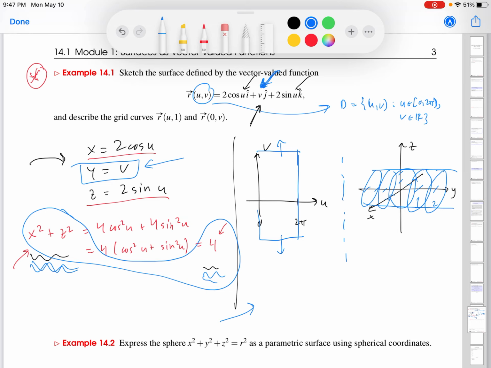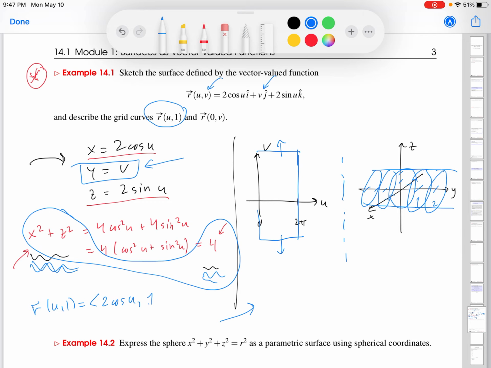So how do I think about how these curves relate to the grid curves? So let me think now about r of u, 1. If I just calculate this r of u, 1, I'm going to go up to the function itself and substitute in v equals 1. So that puts me over there. So I have 2 cosine of u, 1, and then 2 sine of u. So again, this x and this z generates my circle of radius 2 at y equals 1. So that is this grid curve here, right? The second circle that I drew.